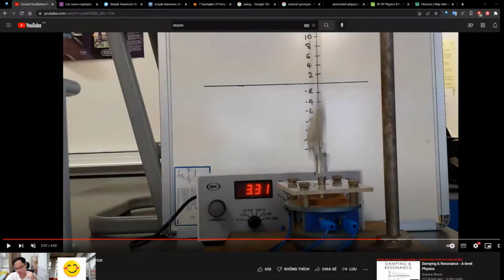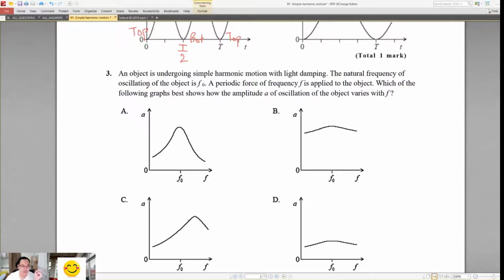Okay, so return to the question. The natural frequency is F0 on the graphs, F0, natural frequency. Periodic force, driven force, external force, of frequency F is applied to the object. With the following graphs, best shows how the amplitude A of the oscillation of the object varies with F.